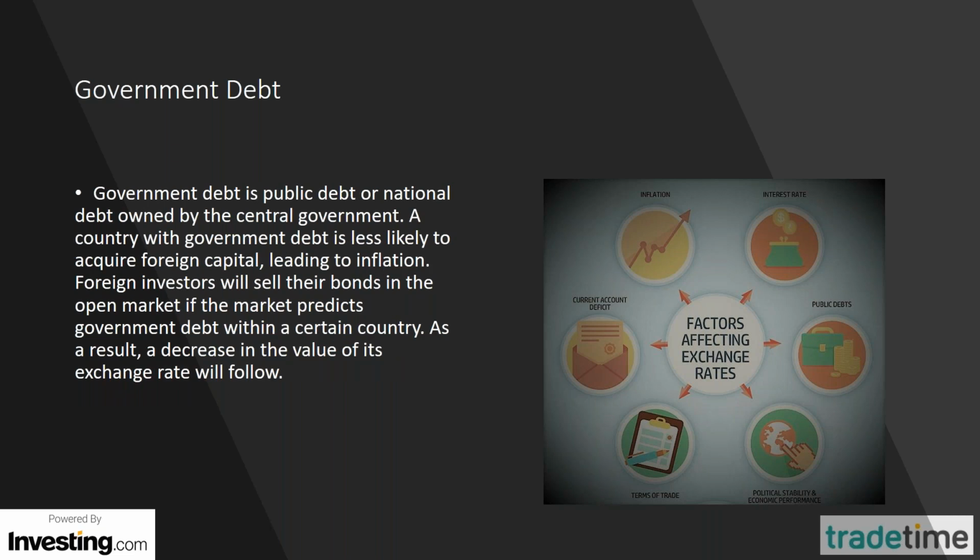Then we have government debt. Government debt is public debt or a national debt owed by the central government. A country with government debt is less likely to acquire foreign capital, leading to inflation. Foreign investors will sell their bonds in the open market if the market predicts government debt within a certain country. As a result, a decrease in the value of its exchange rate will follow. So as you see, each one of these is just a key puzzle part in determining the value of a currency.